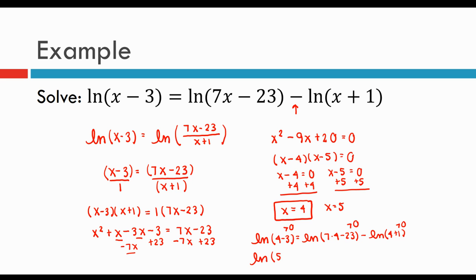Now I'm going to do the same thing with the 5. We're going to have 5 minus 3 for the first expression. Second expression will be 7 times 5 minus 23. And then in the third expression, we'll have 5 plus 1. Well, 5 minus 3, greater than 0, so that's good. 7 times 5 is 35. 35 minus 23, still greater than 0. 5 plus 1 is greater than 0. That checks out. So in this case, we actually have 2 answers. Once again, if none of the answers work, then you would say no solution.